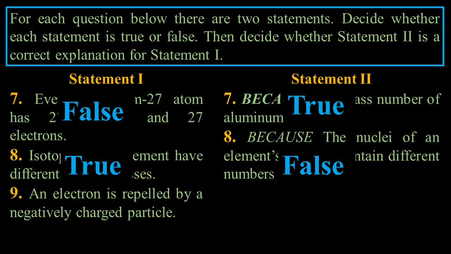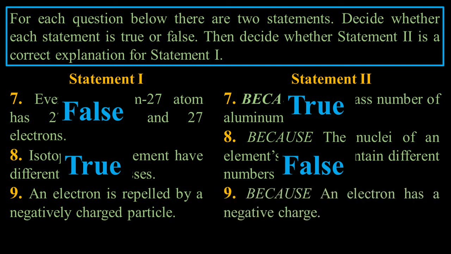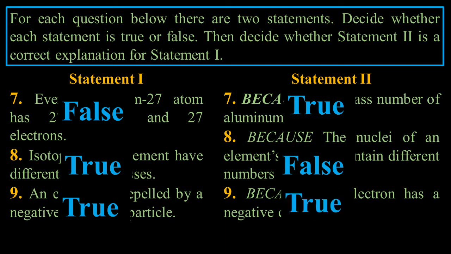An electron is repelled by a negatively charged particle. That's actually quite true. And Mr. Brian thinks so too, because an electron has a negative charge. That's actually very true. So we've got two trues for the last one, because an electron has a negative charge. So I think that's going to be true, true, and then, to finish, we will say it is a correct explanation as well.